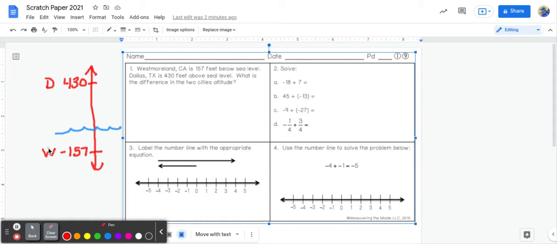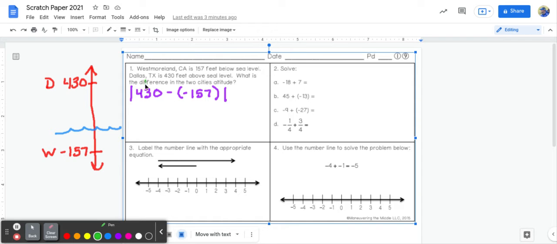So Westmoreland is below sea level. And they want to know what is the distance between the two cities. So when we do this, this is actually an absolute value problem. So I'm going to say the absolute value, and I'm going to find the difference of the two numbers, which means I'm going to subtract. So 430 minus negative 157. And we do the absolute value here because whenever we're finding the distance on a number line, we might end up with a negative value, but distance is always positive. So that's why we use the absolute value here.